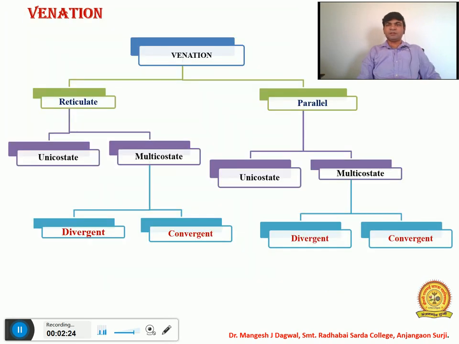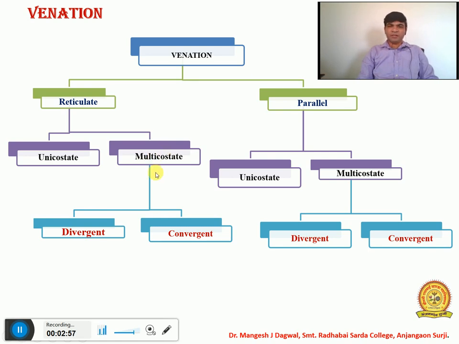Here in this diagrammatic picture we can see how venation is divided into different types. Basically, venation is divided into two main types: reticulate and parallel venation. Reticulate venation is again of two types: unicostate and multicostate. Unicostate is also called pinnate reticulate venation, and multicostate is called palmate reticulate venation.